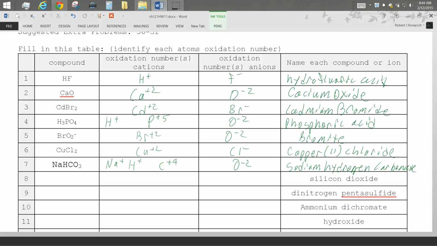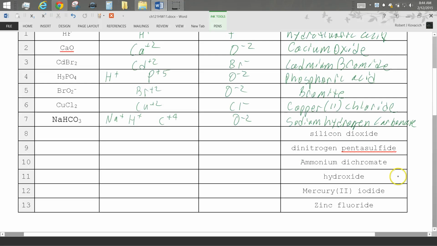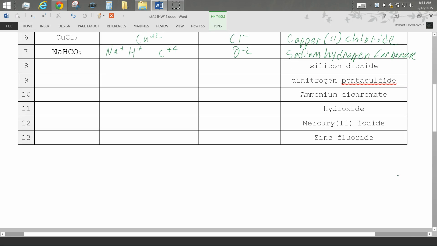All right, how about a formula for the next one, the silicon dioxide? SiO2. Yep. You don't have a silicon rule, but you have an oxygen rule, so that's going to be a -2 charge. And then that makes my silicon a +4 charge.